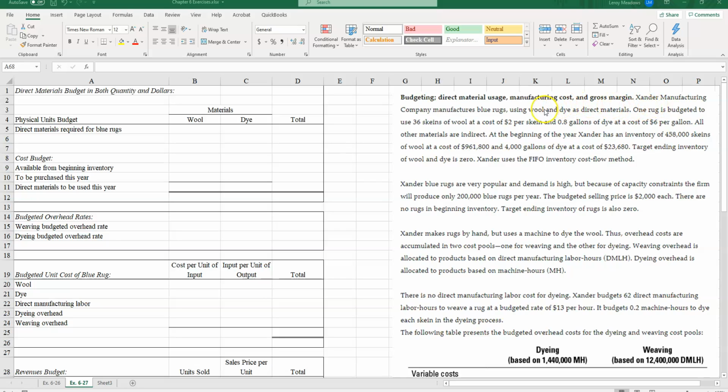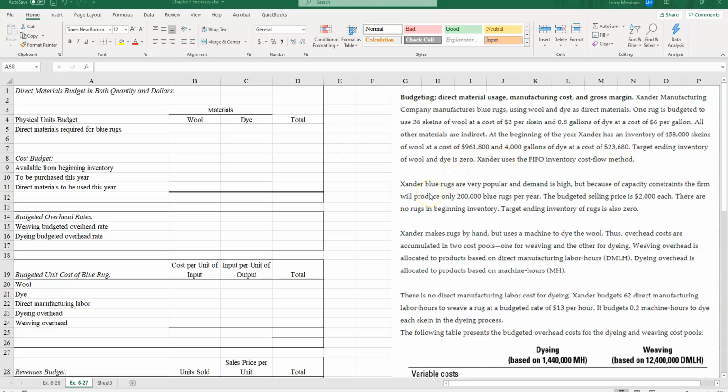Zander Manufacturing Company manufactured blue rugs using wool and dye as direct materials. One rug is budgeted to use 36 skeins of wool at a cost of $2 per skein and 8/10 of a gallon of dye at a cost of $6 per gallon. All other materials are indirect. At the beginning of the year, Zander had an inventory of 458,000 skeins of wool at a cost of $961,800 and 4,000 gallons of dye at a cost of $23,680. Target ending inventory of wool and dye is 0, so we don't want to have anything left. Zander uses the first in, first out inventory cost flow method.